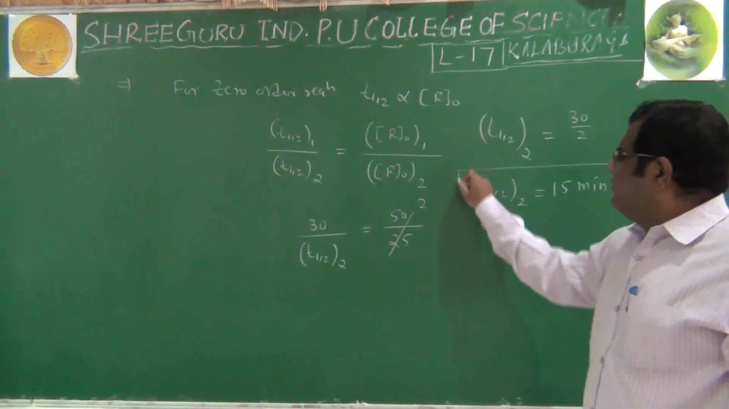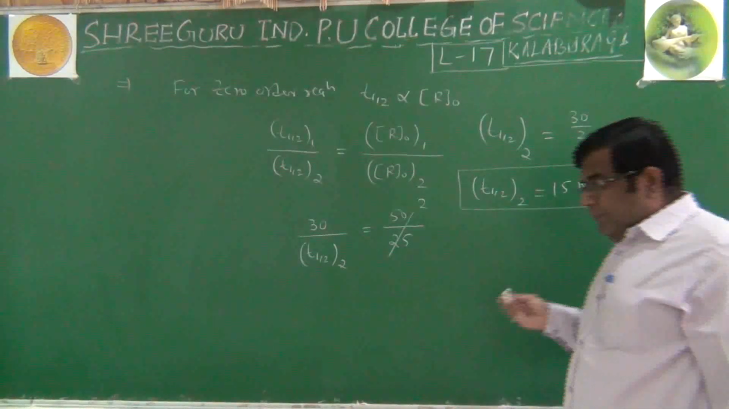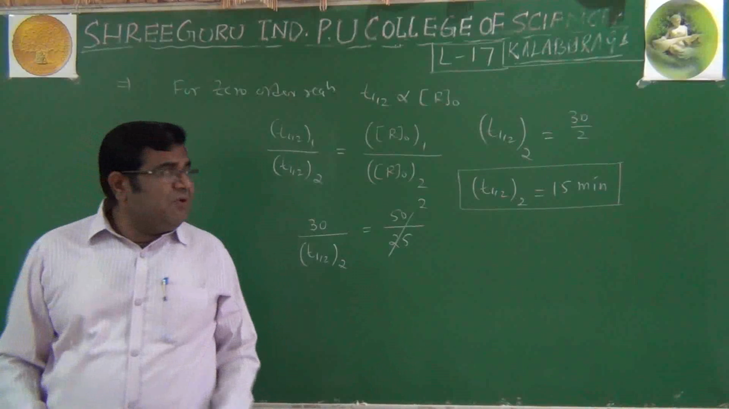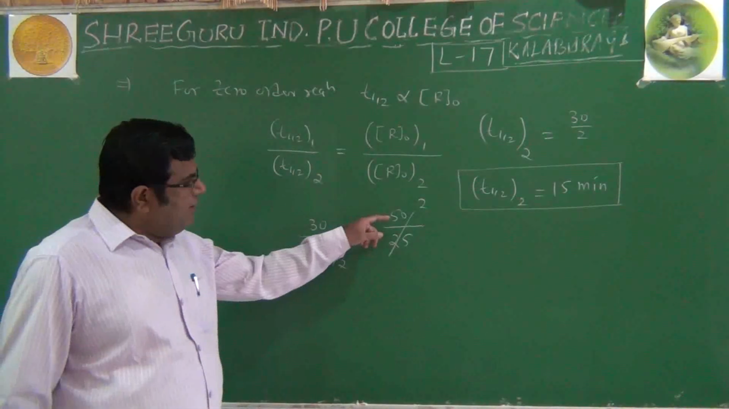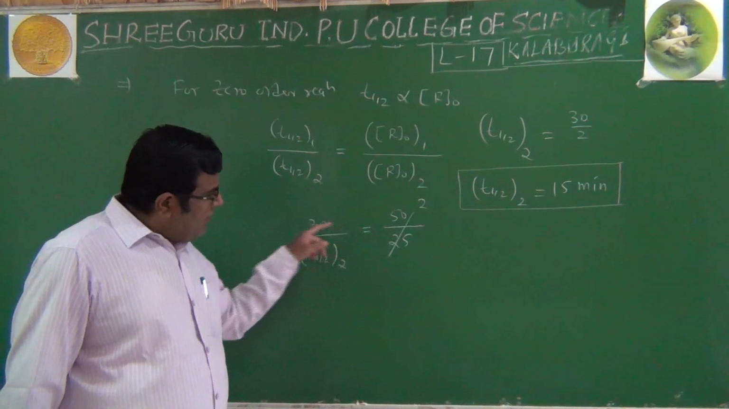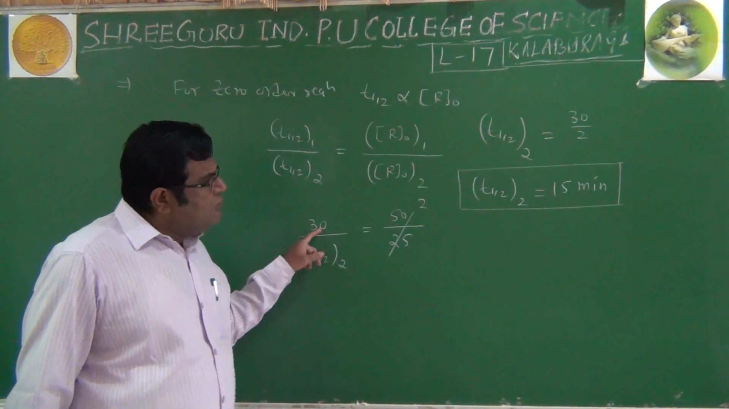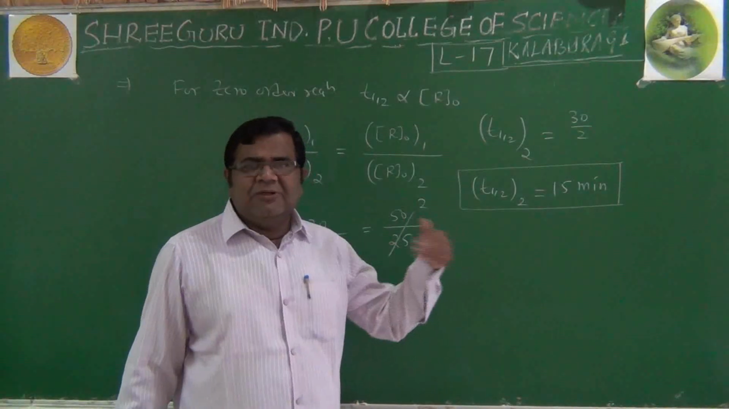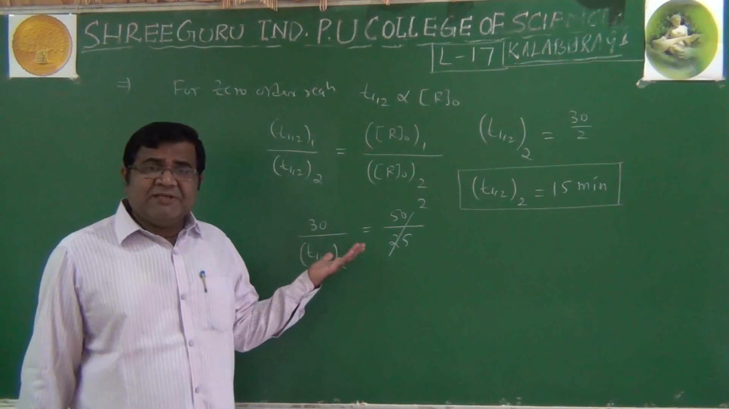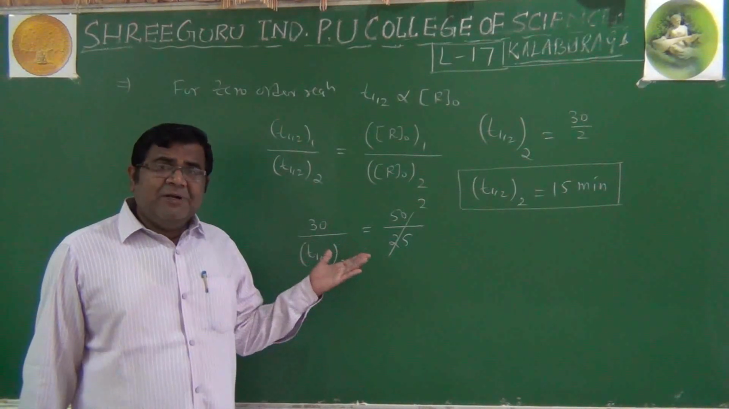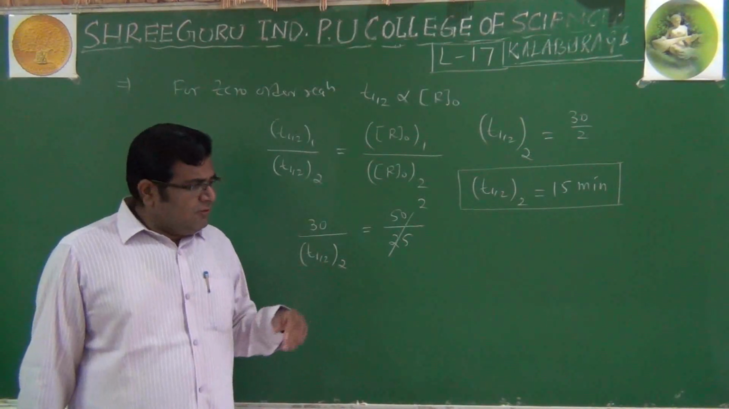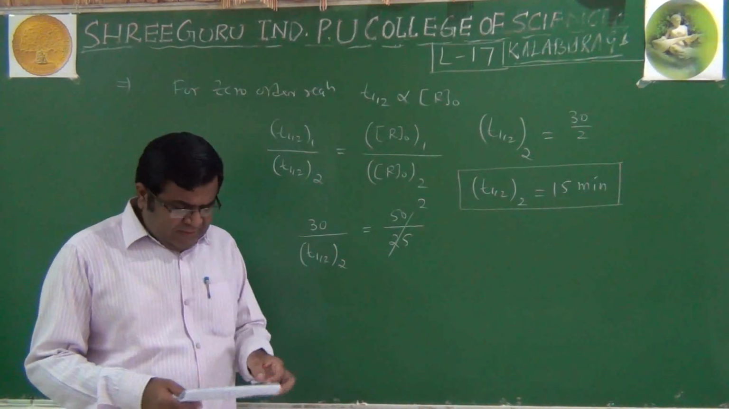So you can compare your answer. You might have solved this question also. Very simple question, half-life period. Initial concentration has been reduced to half, half-life also reduced to half, 30 minutes to 15 minutes. That's how the relation goes in the zero order reaction. In first order reaction, we know that half-life period is independent of initial concentration of reactant, that we have derived and we used also in various questions.